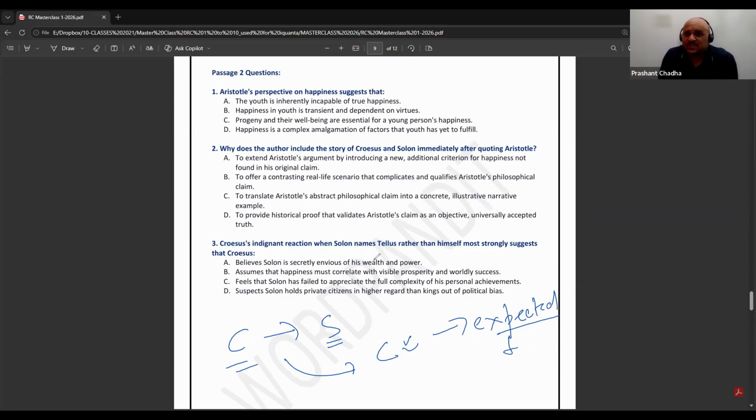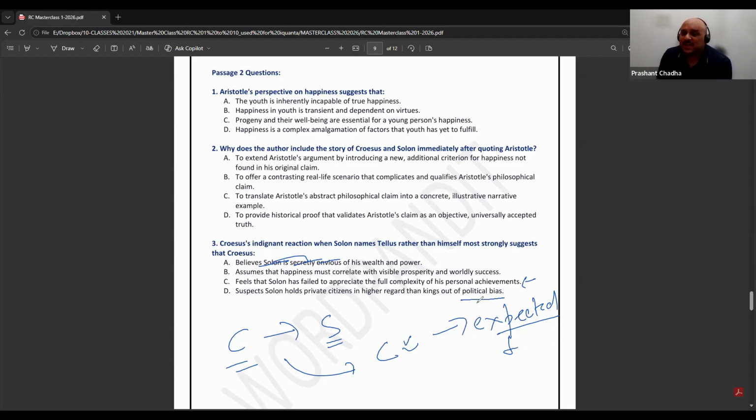It's not because Solon is secretly envious of his wealth and power. Does he doubt the intentions of Solon? That Solon was a bad man, that Solon was jealous? That is not it. Feels that Solon has failed to appreciate the full complexity of his personal achievements. Does he feel that Solon misunderstood him? No, there is no misunderstanding as well, right? Suspects Solon holds private citizens in higher regard than kings out of political bias.